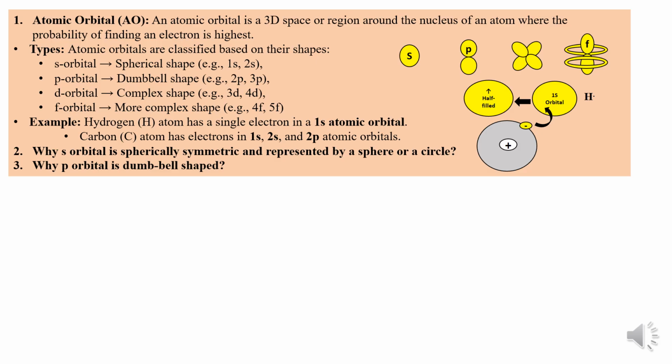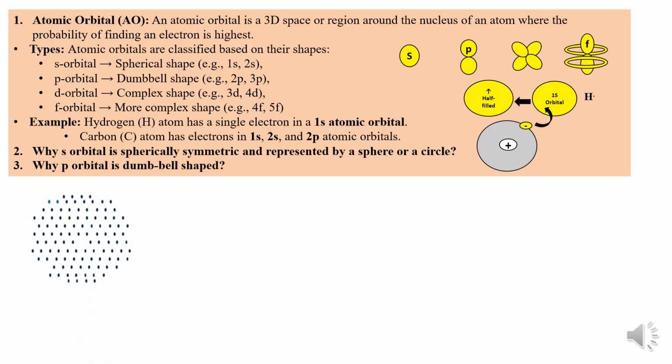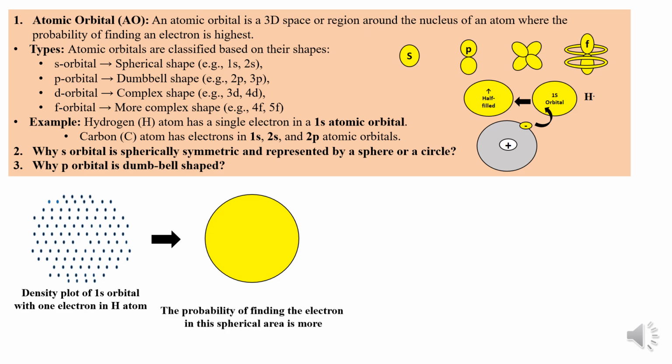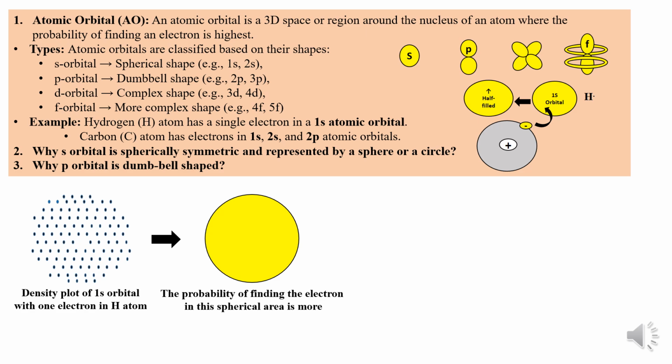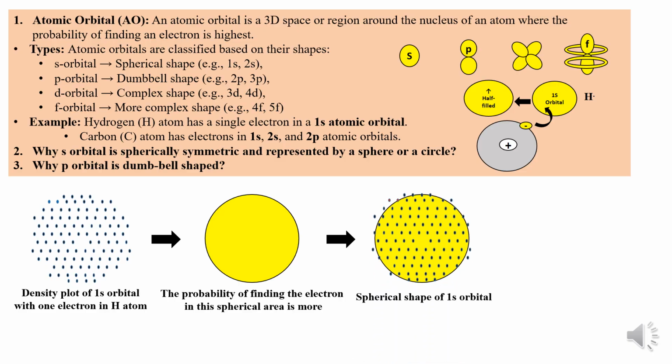Now talking about the shape of orbitals. Why is the s orbital spherically symmetrical and represented by a sphere or a circle? The reason is the density plot of 1s orbital with one electron in hydrogen atom is distributed in the shape of a circle. So the probability of finding the electron in hydrogen atom in this spherical area is more. And hence the spherical or symmetrical shape is assigned for the 1s orbital for hydrogen atom. So based on the probability of finding the electron in the spherical area, the orbital shape is assigned as spherical or symmetrical.